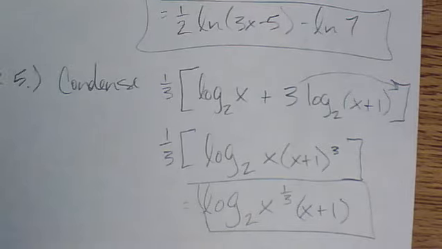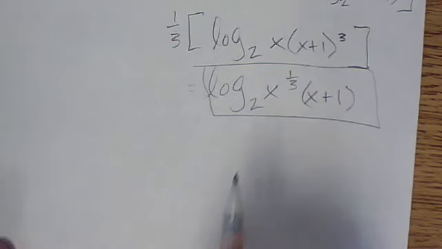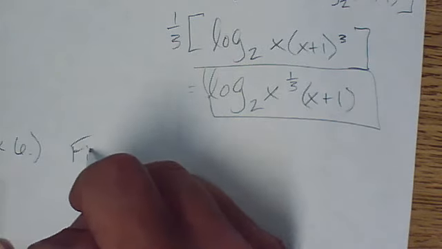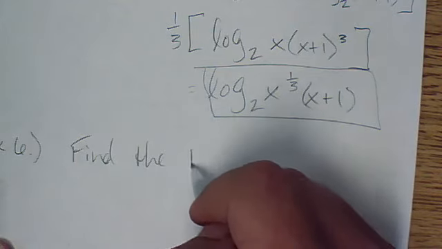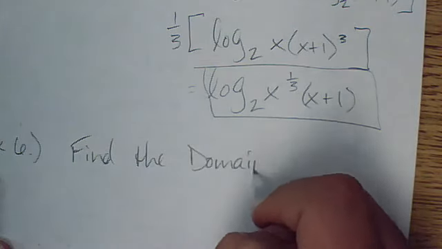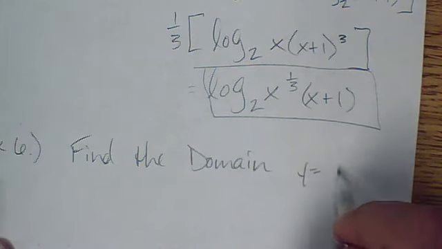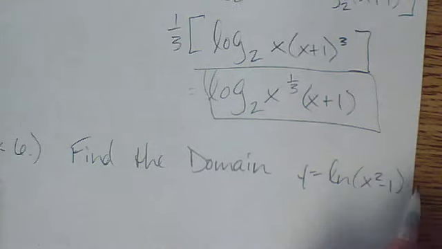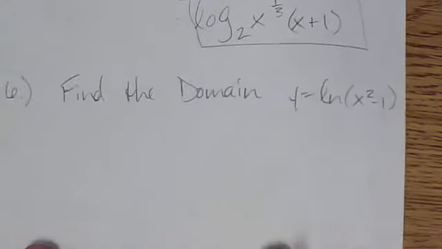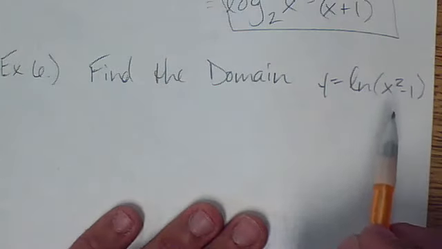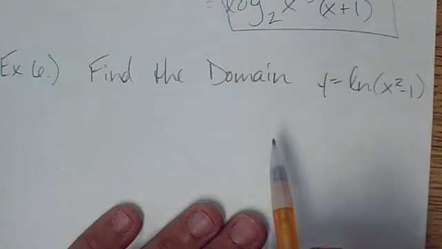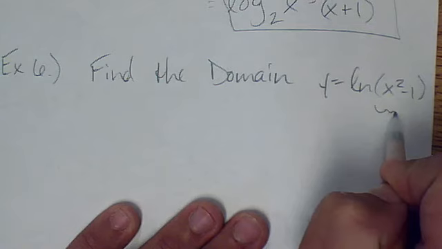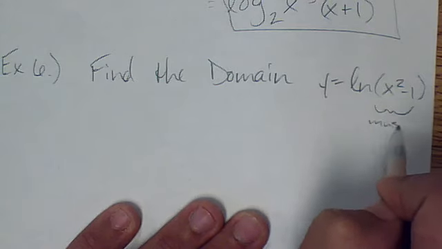Okay, the last thing that I want to do is find the domain of the logarithm. y equals the natural log of x squared minus 1. Now, if you remember back last 6 weeks, we talked about special rules as far as the domain goes of a logarithm. What you need to remember is that this right here must be positive.